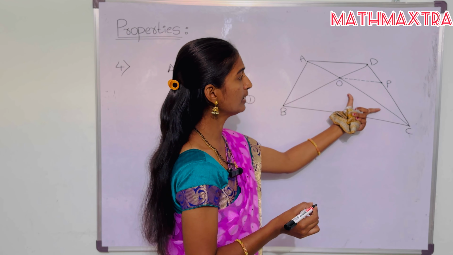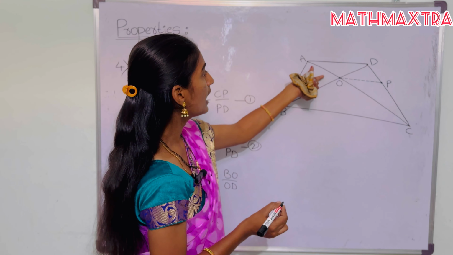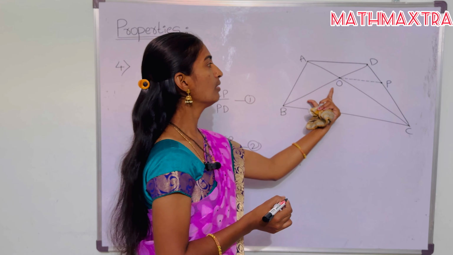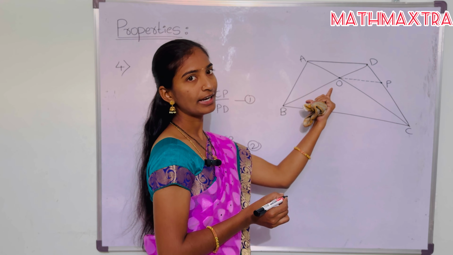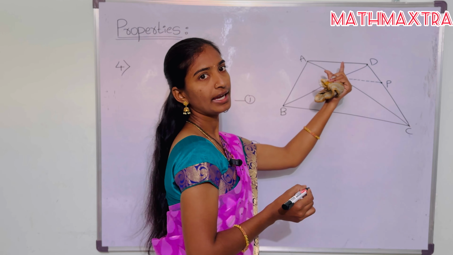OC is nothing but the part of a diagonal AC. And what is OA? The other part of diagonal AC. And what is BO? The part of diagonal BD. And what is OD? It is the other part of diagonal BD.